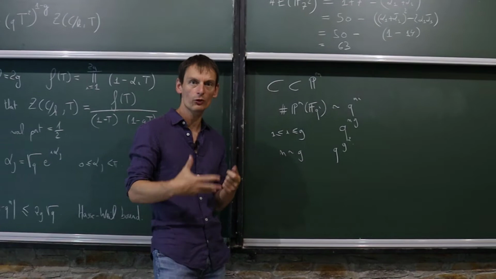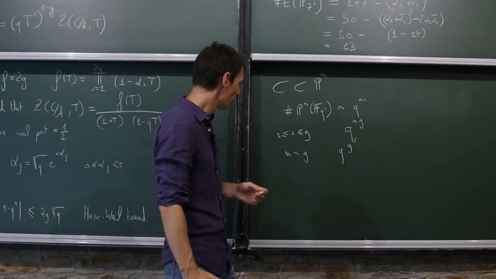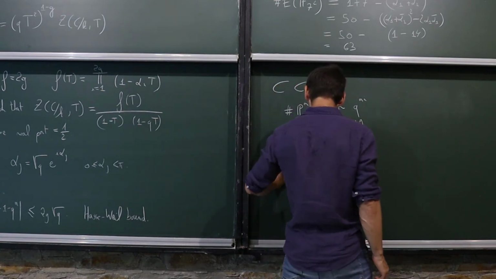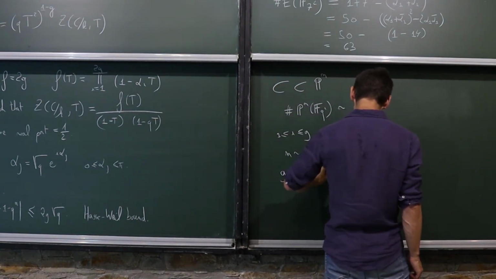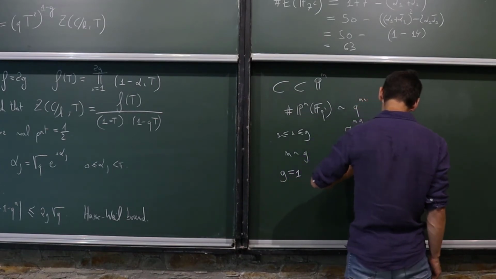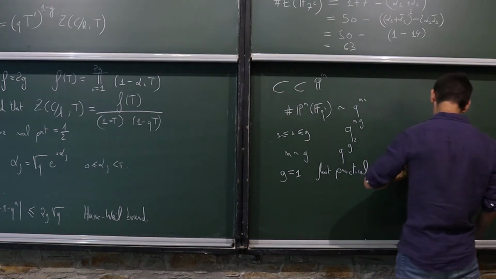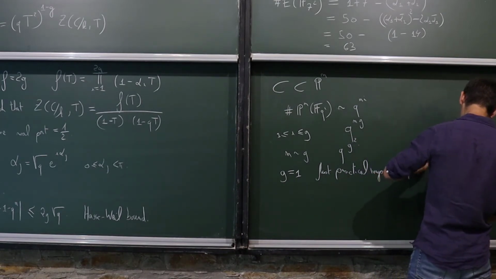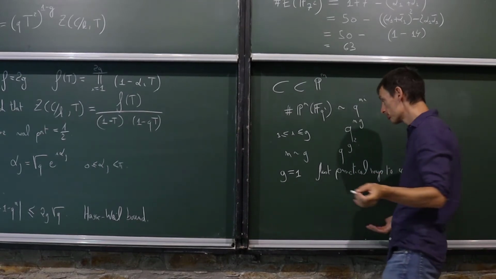But right now, what is the current state? There are plenty of very smart and powerful algorithms. But except if g equals 1, then you have fast practical ways to compute the zeta function.